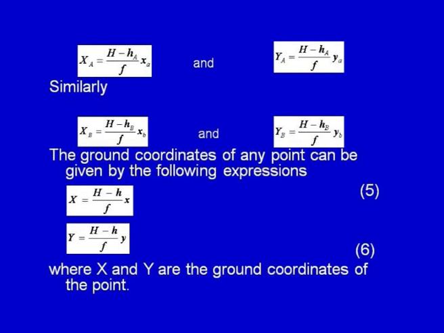So, based on this, now we can generalize the relationship for the ground coordinates of any point by the following equation: the ground coordinate X can be correlated to the flying height H minus the elevation of that particular point, divided by the focal length of the camera and multiplied by the photographic coordinate x of that particular point. Similarly, the Y coordinate of a point can be correlated to (H minus small h) divided by small f, that is the focal length, multiplied by the y coordinate of that particular point.